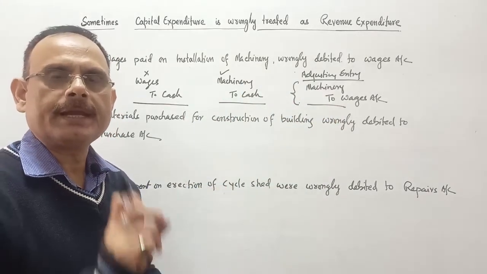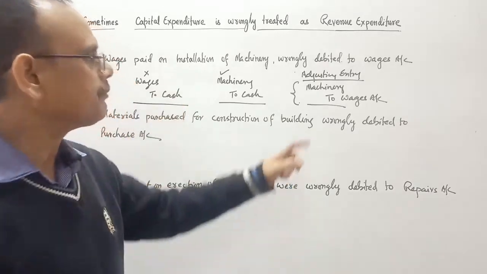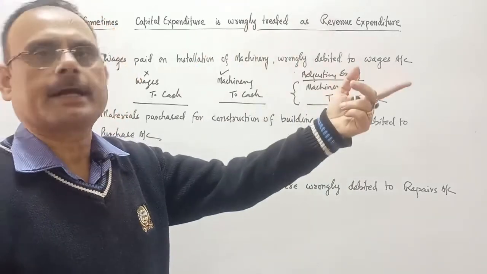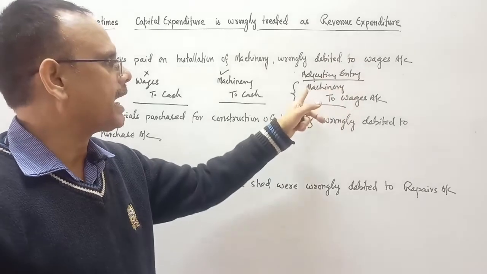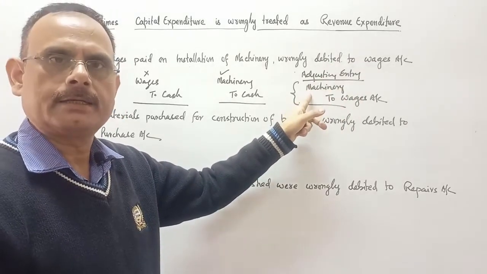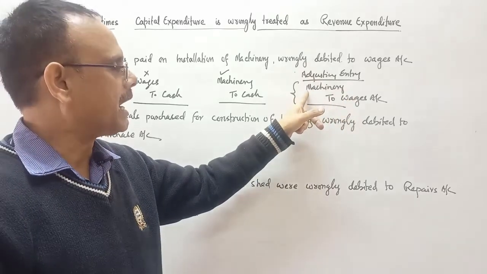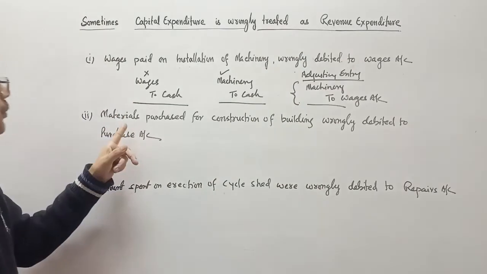So the treatment will be: in trading account, debit side, when we write the wages, from that wages you deduct this amount, and in the balance sheet, asset side, when you write the machinery, you add this value. So in machinery we will add and from wages we will deduct. Now come to the next one.